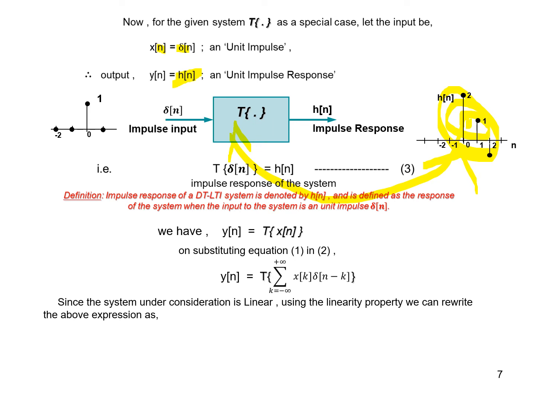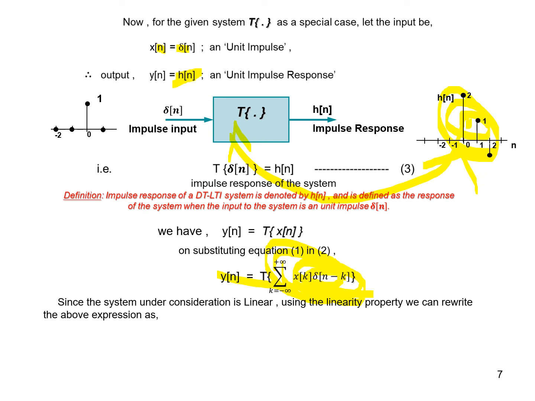Now, we have this general equation y of n is equal to T of x of n. What I'm going to do is substitute x of n by using this expression. Same expression I'm rewriting here. In the place of x of n, I'm writing summation x of k delta n minus k from the previous result. T bracket start, then x of n is replaced by this whole thing. This I can do because I am representing the input signal by a weighted superposition of time shifted impulses.